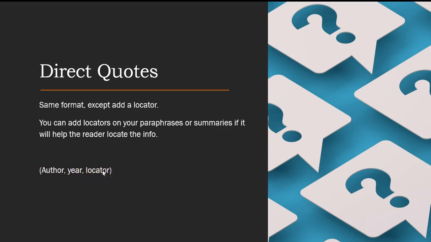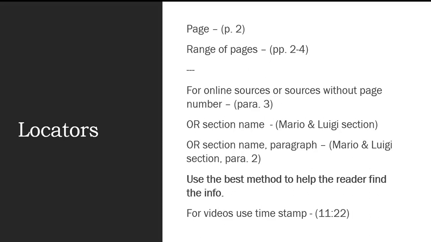You can include these for your paraphrases and summaries if it's a large work, and if you'd like to provide it, but it's not necessary. So locators are an indicator of where the information appears in the work for a direct quote. For textual works, ebooks, some academic journal articles, you'll use p. and the page number. For a range of pages, you'll use double p, pp., and the page range. And I'll show you how this fits in with your information shortly.